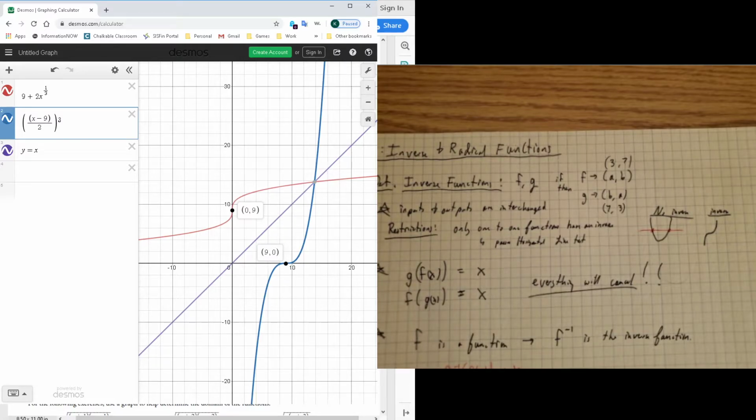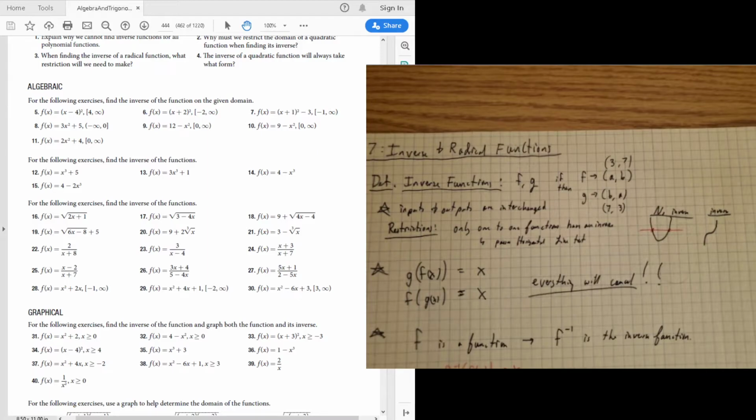Alright, so that's the first part. And that's a good piece of your homework too. But there's a second part. And this has to do with, if you look in your homework, you'll notice that some of these problems have some restrictions on them. And so let's talk about those. Notice that for some of these problems, like number 5, the first problem you have, it states a restriction here, 4 to infinity. The reason being is this function does not actually have an inverse.